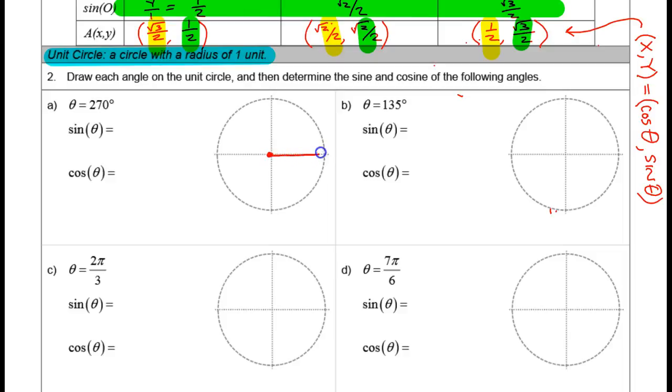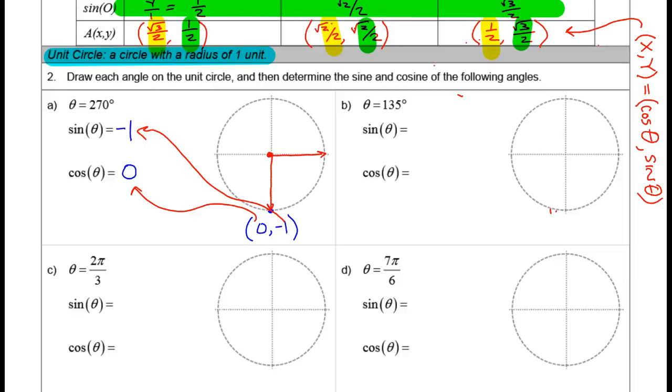I will draw it in standard position. 270 degrees is 90 degrees times 3, so it looks like this. And the x and y coordinates of this point right here on the unit circle are 0, negative 1. If you recall what I said a second ago, x comma y is cosine theta comma sine theta. So my cosine of 270 degrees is 0, and my sine of 270 is negative 1. Remember that connection, folks. X coordinate is cosine, y coordinate is sine.